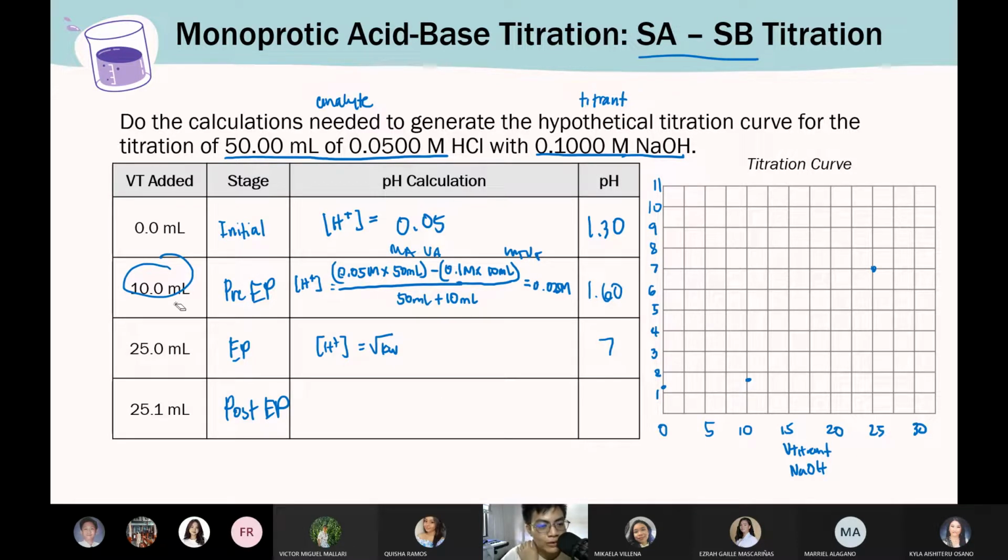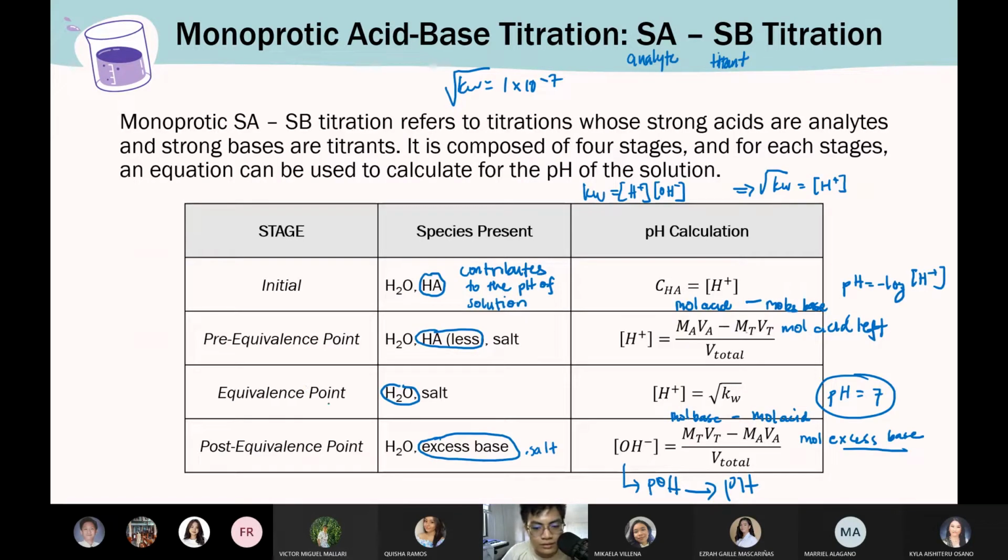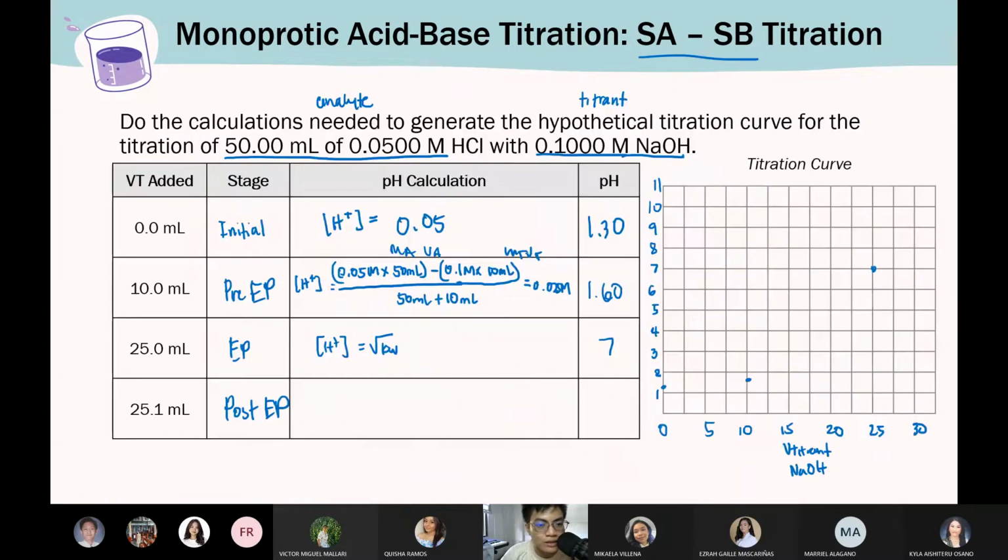About the 25.1. So, post-equivalence na yan. So, you just need to get the equation here. So, keep in mind, ang makukuha natin is the OH. Okay? So, I'll just copy that equation. So, the concentration of OH is MT VT minus MA VA over V total. So, plug-in lang talaga siya.